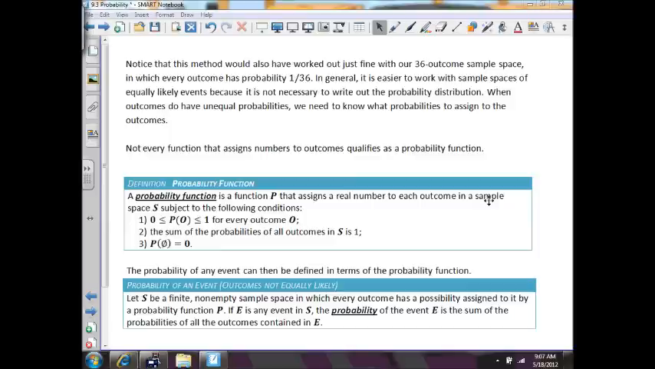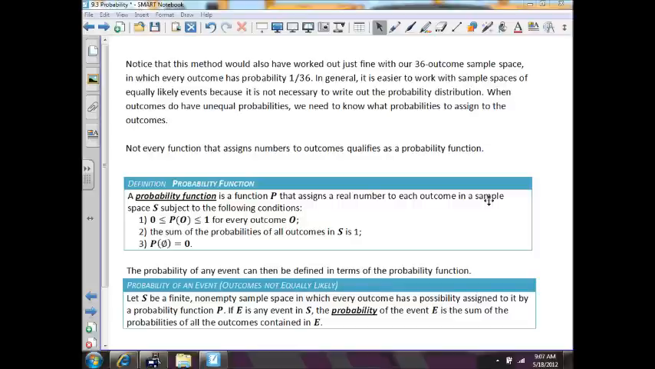Notice that this method would also have worked out just fine with our 36 outcome sample space, in which every outcome has a probability of 1 over 36. In general, it is easier to work with sample spaces of equally likely events because it is not necessary to write out the probability distribution. When outcomes do have unequal probabilities, we need to know what probabilities to assign the outcomes. Not every function that assigns numbers to outcomes qualifies as a probability function.